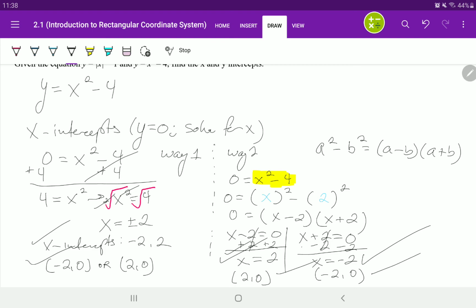Throughout the semester, you're going to be seeing me perform it both ways, way 1 and way 2. But know both ways, and choose the simpler way to go about it.